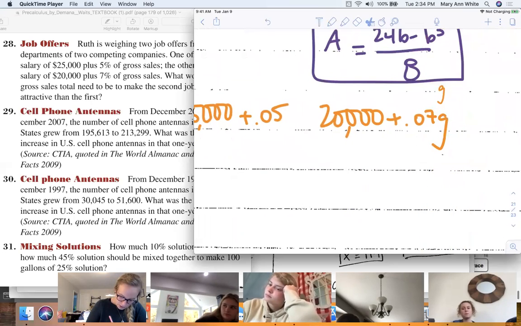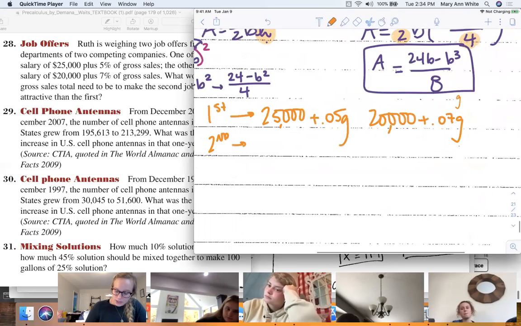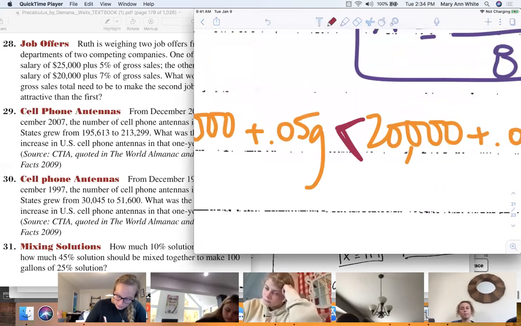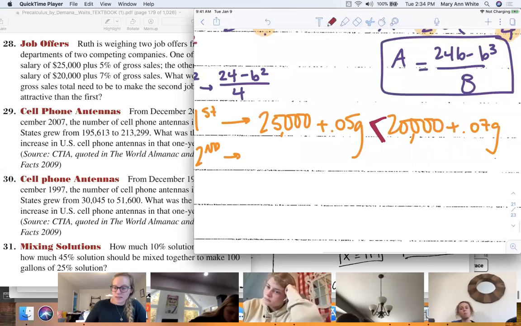I'll write G over here. You could take the second expression and write it next to the first one. If I want the second job to be the better offer, then I would need the second job to be greater than the first job, or the first job is less than the second job if you want to solve it algebraically. What I'm going to do is plug these into the calculator.